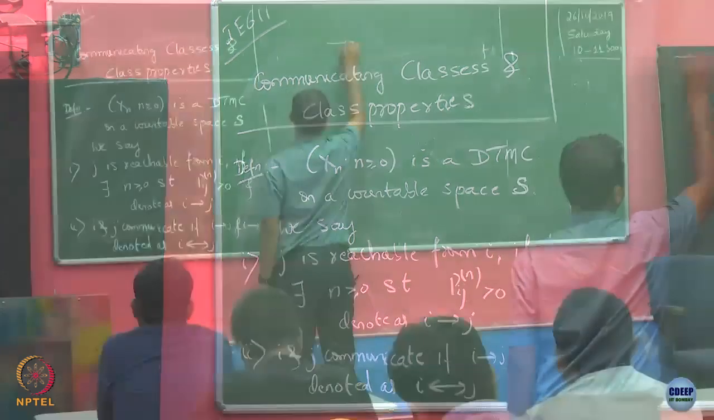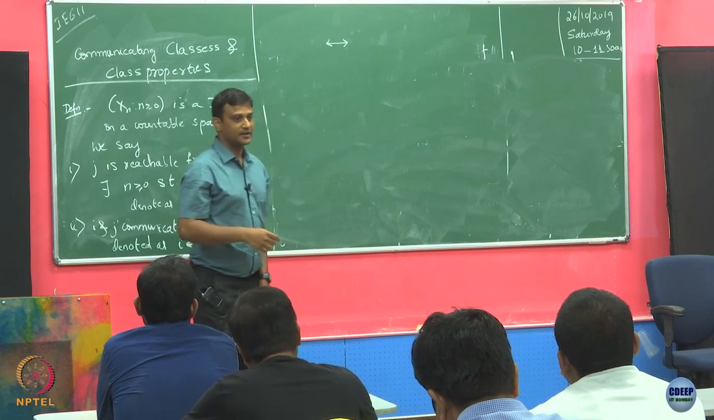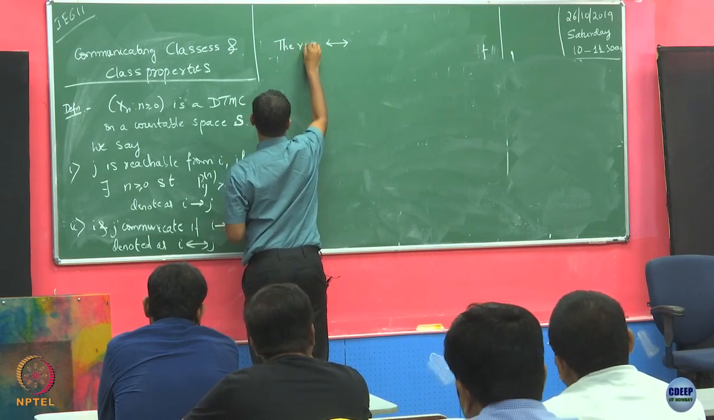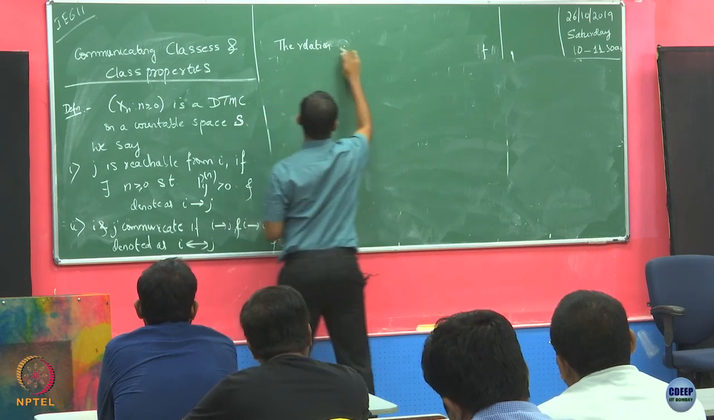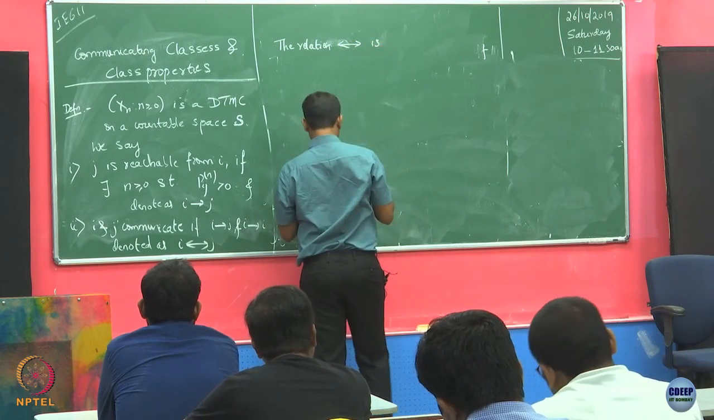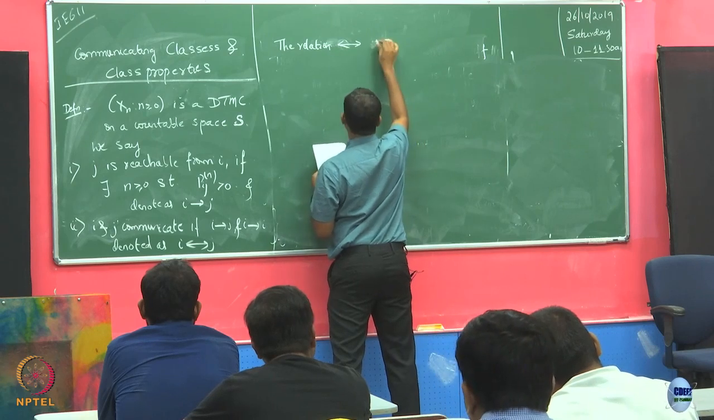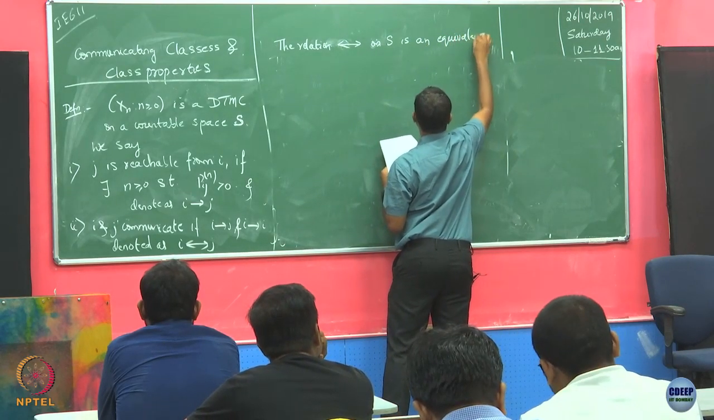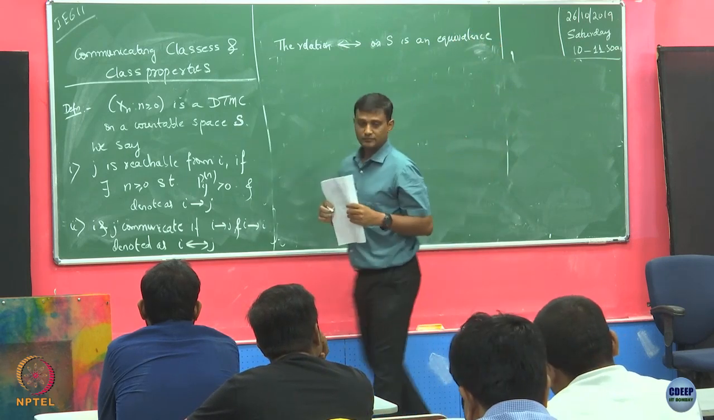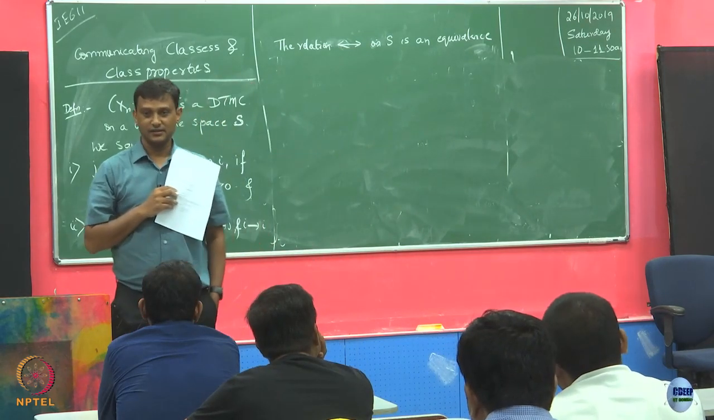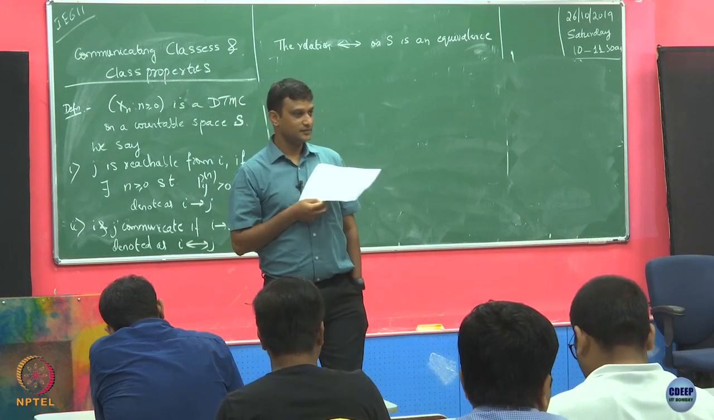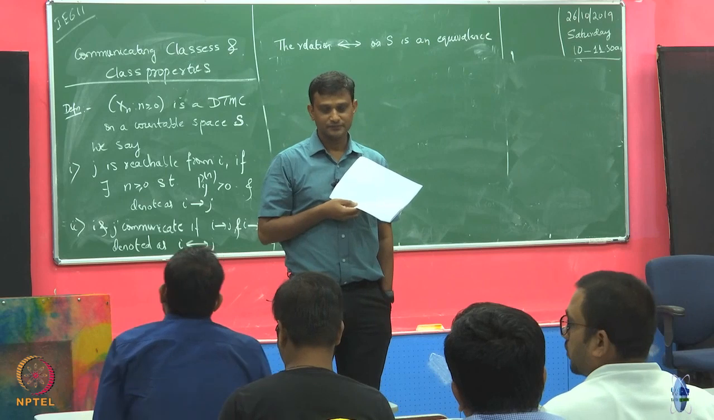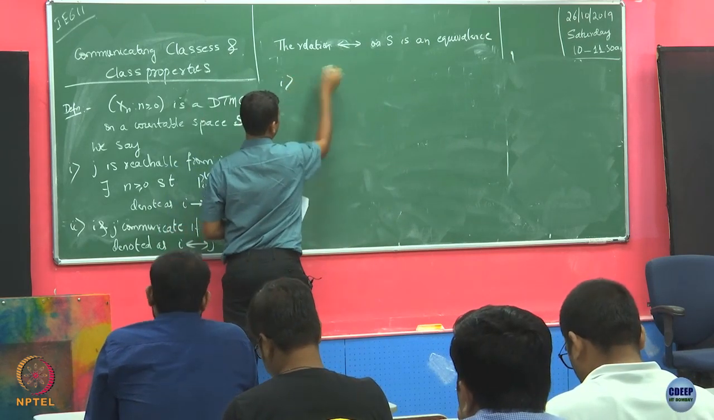Now this is a relation, right? What is this relation? This is the communicate relation. Now we can show that this relation is an equivalence relation. So, how many of you know equivalence relation? What are the properties? Reflexive, symmetric, transitive. What is the reflexive property? Self. Does this relation satisfy the reflexive property?